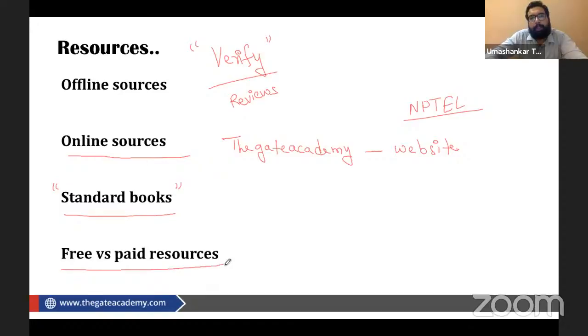So, free versus paid resources. Now we understand there are some free sources and some paid sources. When you consider a paid source, definitely it will help more. But even if we are not willing to pay, we can refer to free content available. But always, I tell you again, always verify. If you see on YouTube, so many people are teaching so many things. Just do not blindly follow it.